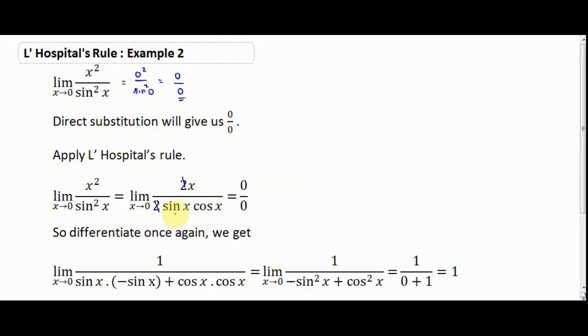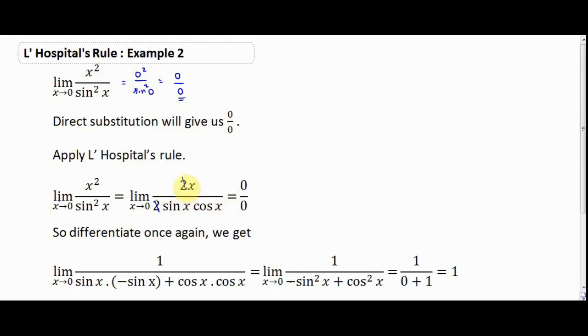Now substitute x equal to 0 in this expression. What we get is 0 in the numerator divided by, here we will substitute 0, so what you get is sin 0 into cos 0. So sin 0 is 0, therefore 0 into cos 0, that is 1. 0 into 1, we will get the denominator also as 0. So again we are getting an indeterminate form, that is 0 by 0. So L'Hospital's rule says that if we are getting an indeterminate form, we have to differentiate once again.